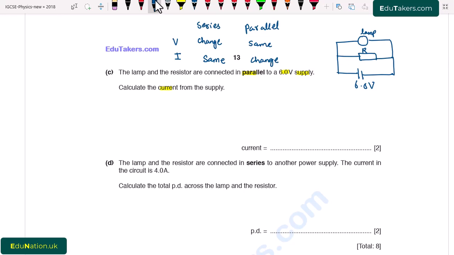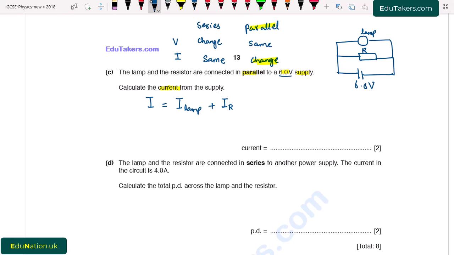So here we can see that both of these are in parallel combination and we have to find out the value of current. In the parallel combination, the value of current changes. It means that the total current is obtained by adding the current of all components. So that here we have to find out the value of current. Current from the supply, it will be equal to the current that is passing through the lamp plus the current that is passing through the resistor. So here potential is given 6.0 volt but current is not given.